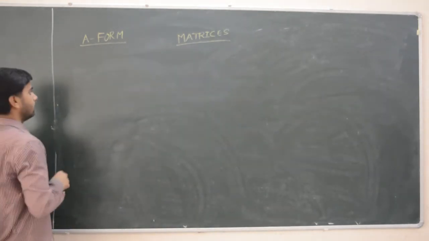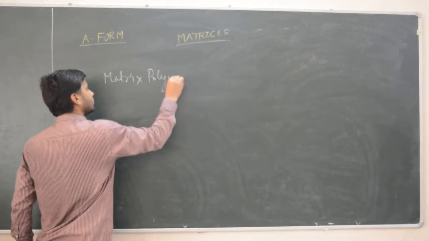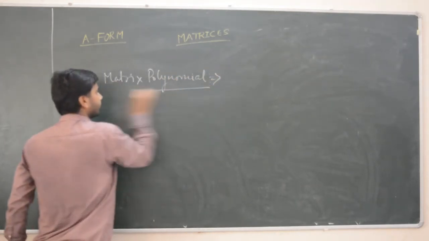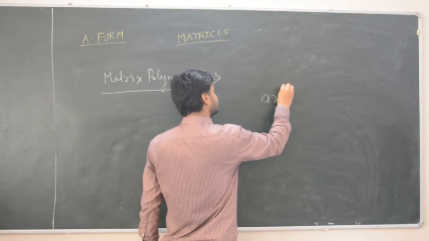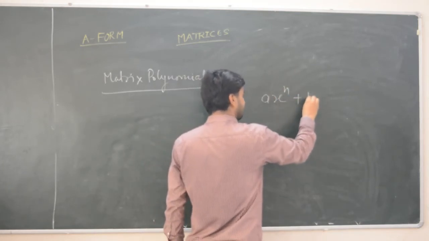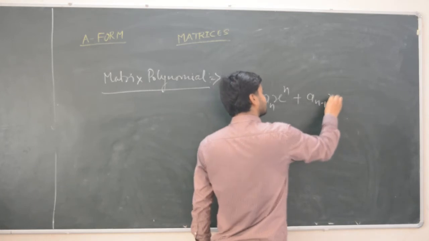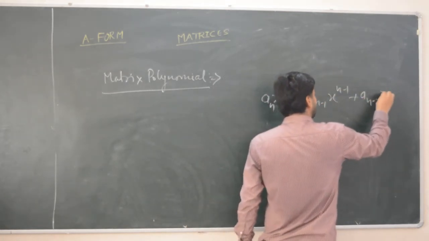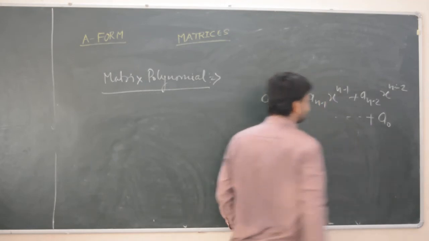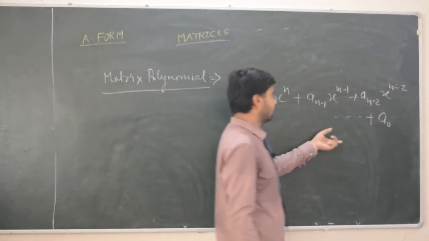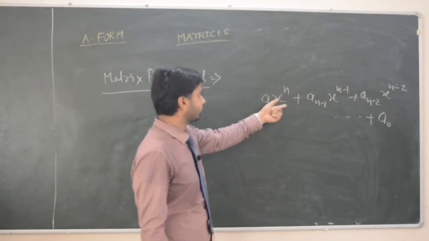The next topic is matrix polynomial. In algebra we have studied that a polynomial is an equation of the type a_n x to the power n plus a_(n-1) x to the power n minus 1 plus a_(n-2) x to the power n minus 2, and so on, plus a constant term a_0. The degree of this polynomial is n, since the highest power of the variable is called the degree.